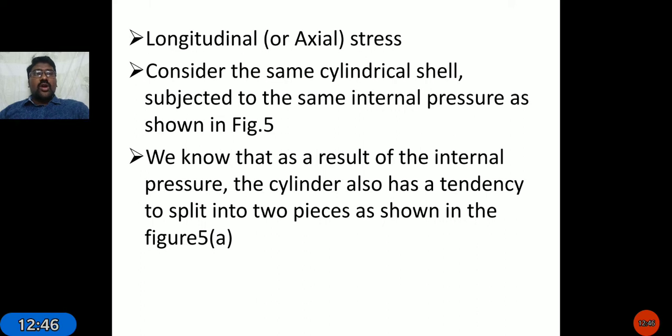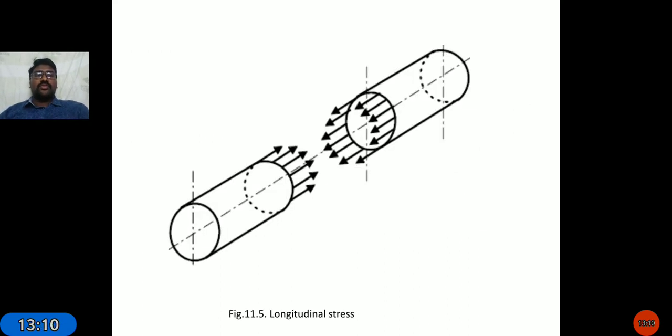next, longitudinal stress. Coming to the longitudinal stress developed in the material, consider the same cylindrical shell subjected to the same internal fluid pressure as shown in figure A. We know that as a result of this pressure, the cylinder also has a tendency to split into two halves or two pieces as shown in figure B. Observe, due to the application of force, it will be split into two halves.